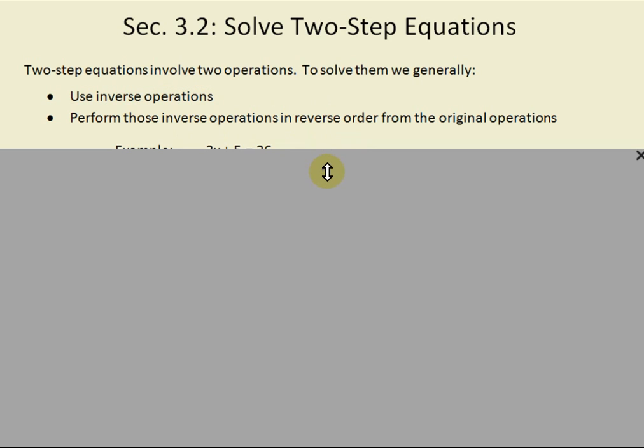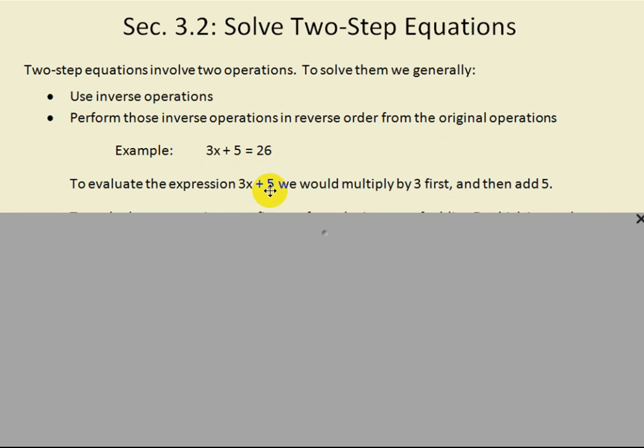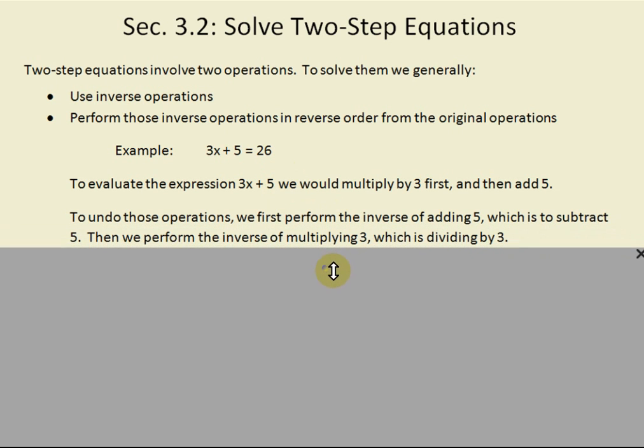order of operations. So for example, if we look at the equation 3x plus 5 equals 26, we have two operations here. There's a multiplication by 3 and there's an addition of 5. So we have two operations making this a two-step equation. Well, think about what you would do if you knew the value of x and you were going to evaluate the expression 3x plus 5. You would multiply first, then add. Okay? And to solve for these equations, we're going to go backwards.